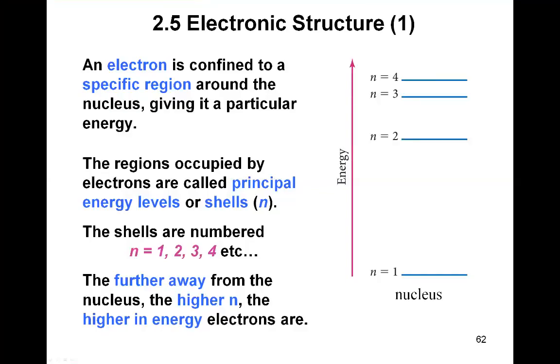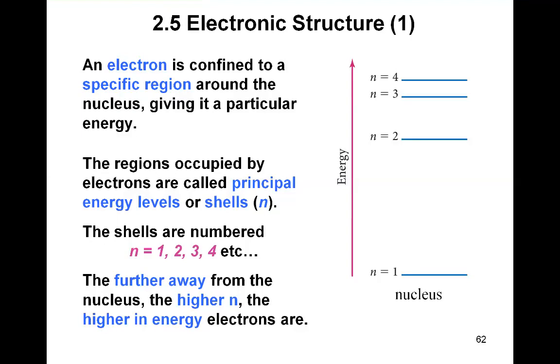Hello. We will be talking about the electronic structure of the electron cloud. So we know now that the atom is made of a nucleus and an electron cloud. But the electrons are confined into specific regions around the nucleus. And being in those specific regions gives them a particular amount of energy.